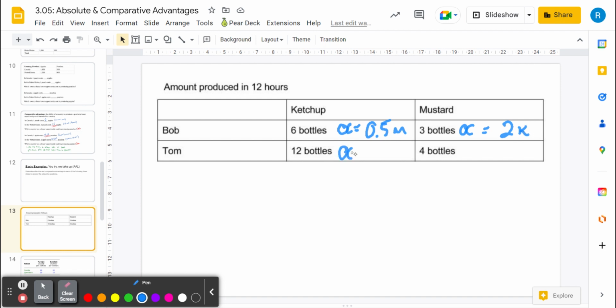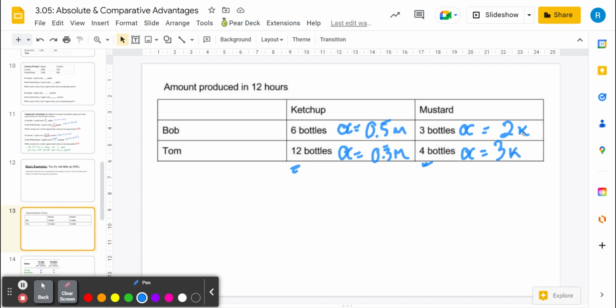Going down here, the opportunity cost for Tom of making ketchup would have been 0.3 repeated bottles of mustard. And the opportunity cost for Tom of making mustard, 4 over 12. Oh, sorry, 12 over 4. You put the other one over top, would equal 3 bottles of ketchup.